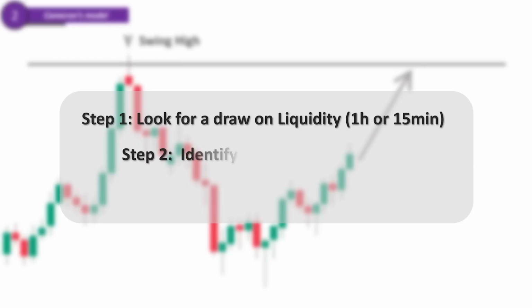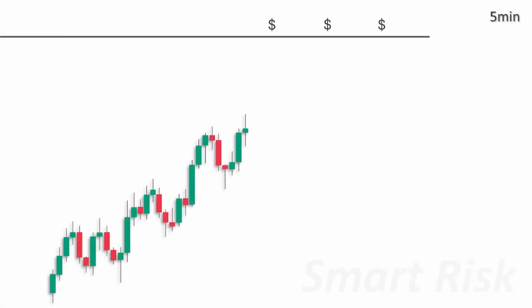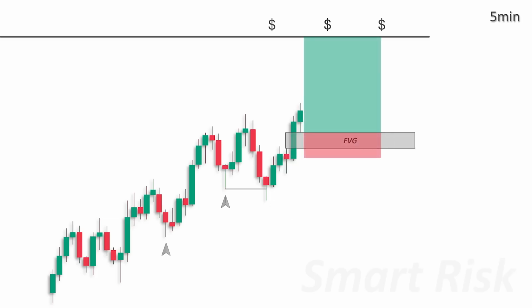The next step is identifying a stop rate in the opposite direction of our draw on liquidity on the 5-minute chart. So let's switch to a lower time frame. Keep in mind that the liquidity zone is above us. Now, we are looking for a swing low to be taken out, which is called a stop rate. Finally, we look for fair value gap formations to set a buy limit.